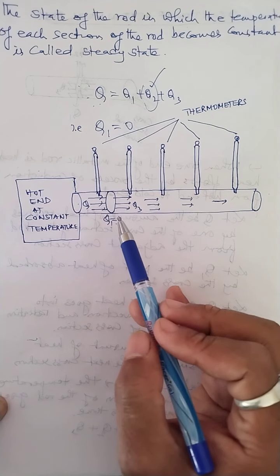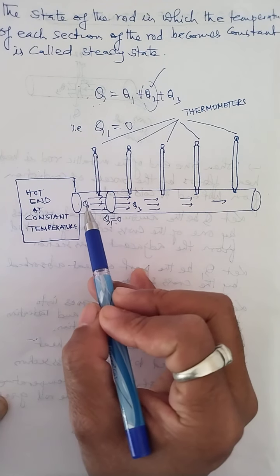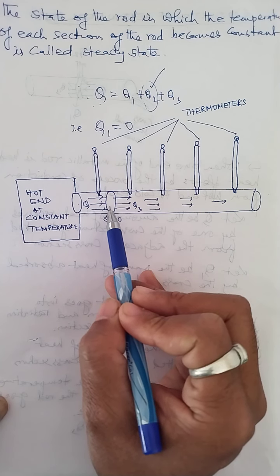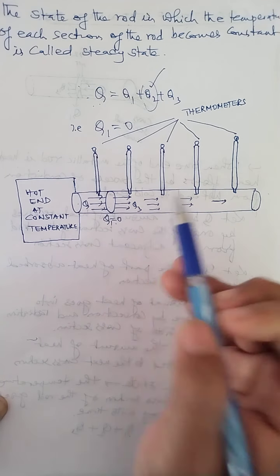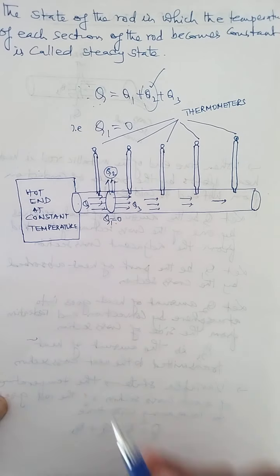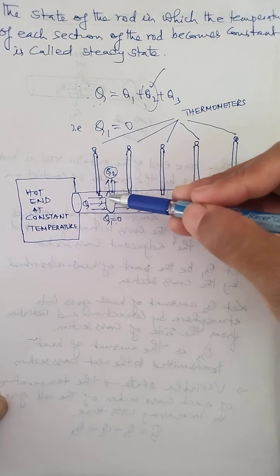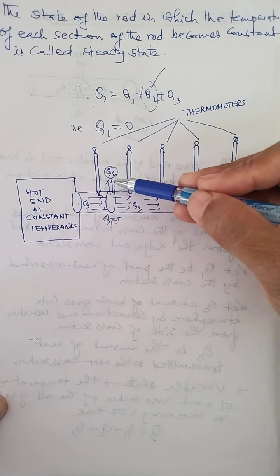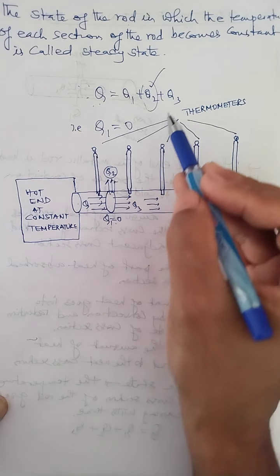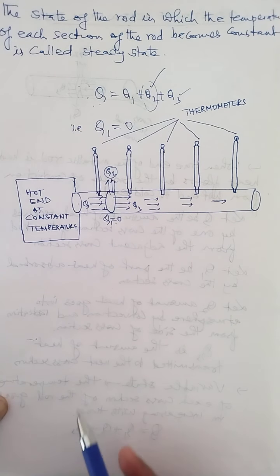So whatever amount of heat is received by this end has to be transmitted to the other end, except some amount of heat that goes out from this side of the cross-section through convection, and that heat is say Q2. So Q2 is the amount of heat that passes through the side of this cross-section through convection, so that the amount of heat that is transmitted to the next cross-section is Q3.